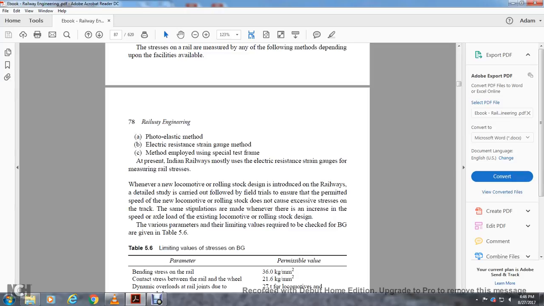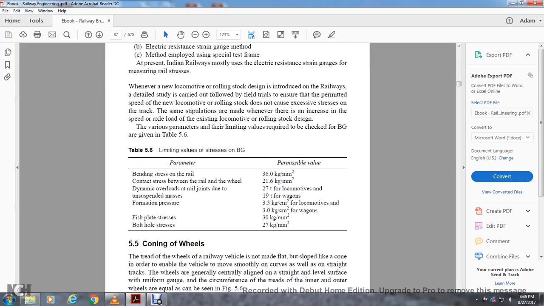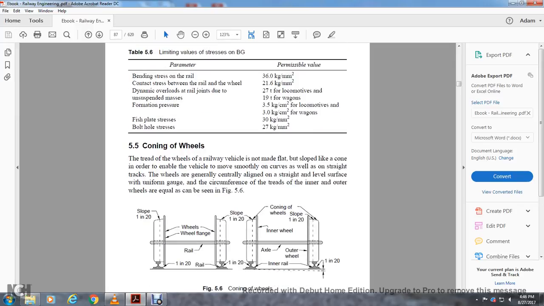The various parameters limiting the values required to be checked in broad gauge are given in Table 5.6. You have your parameters: bending stress of the rail, the contact stress between the rail and the wheel, the dynamic overload at rail joints due to unsuspended masses, formation pressure, fish plate stresses and bolt hole stresses.